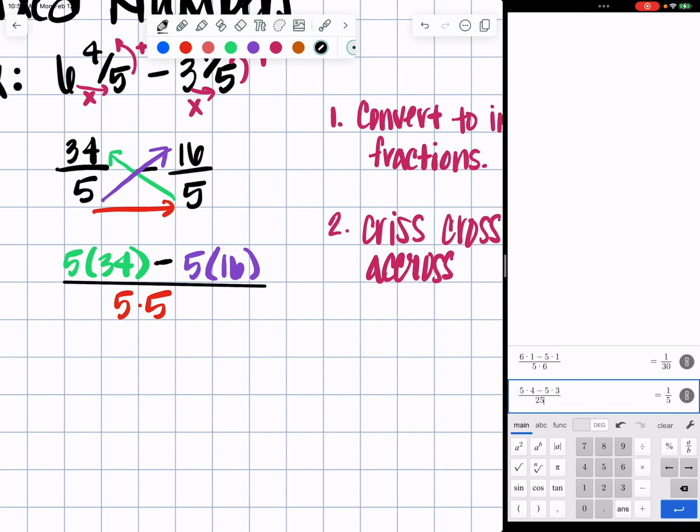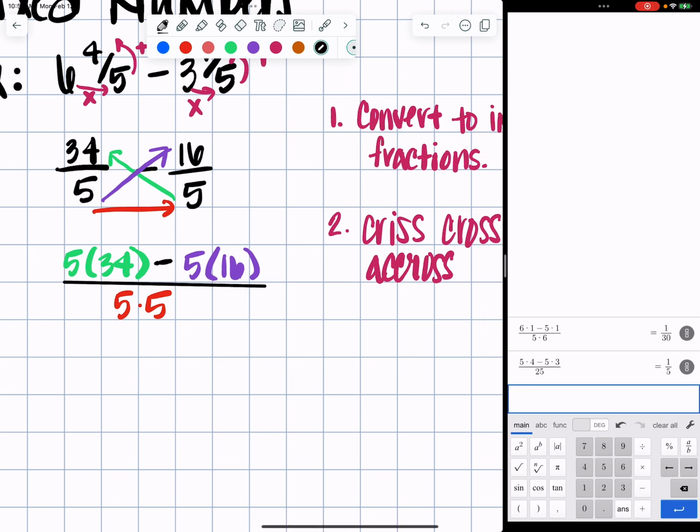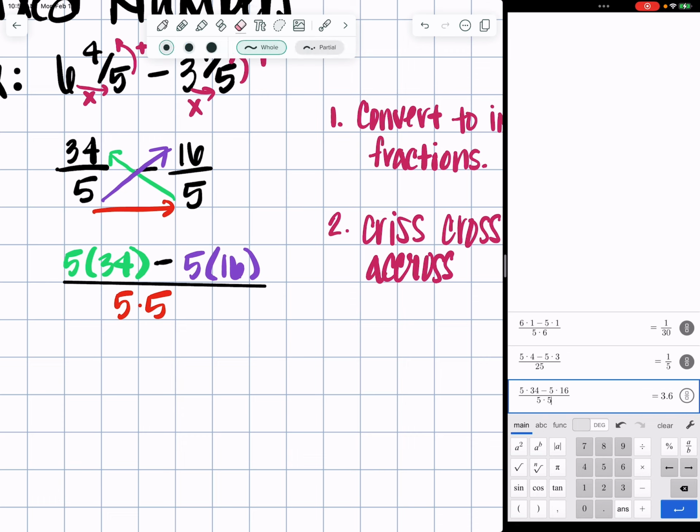So if I simplify this, I get, well, I'm not going to simplify it, to be honest with you. We're going to put it in the calculator. There's my fraction button. 5 times 34 minus 5 times 16 divided by 5 times 5. I get 3.6. That's 18 over 5.